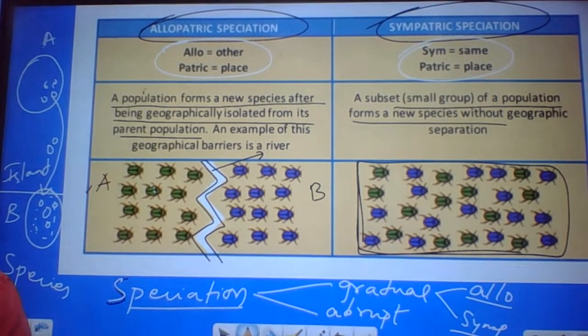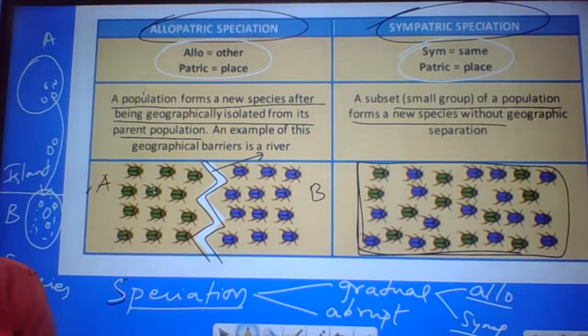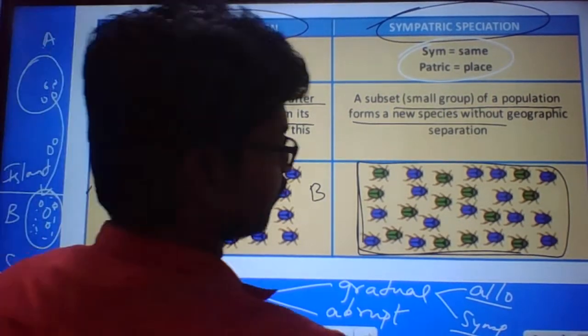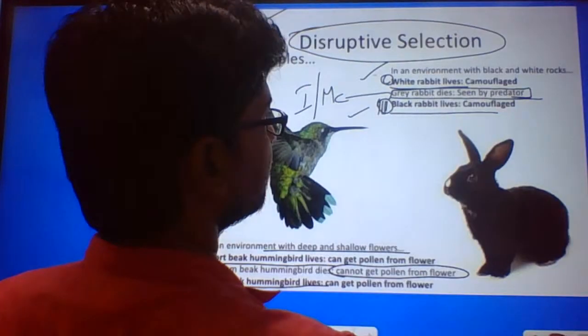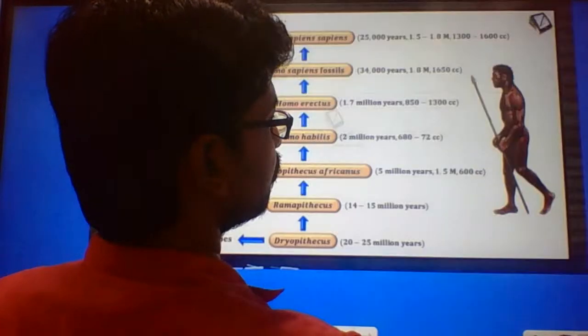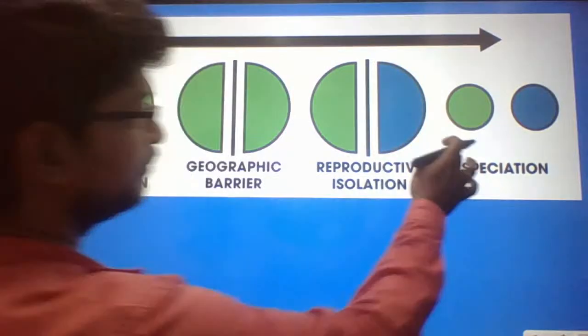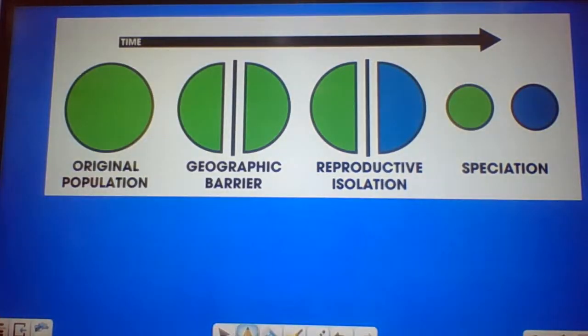The last part that we're going to discuss is human evolution. I'll try to complete human evolution, and then I'll close. So someone asked me about speciation, right?